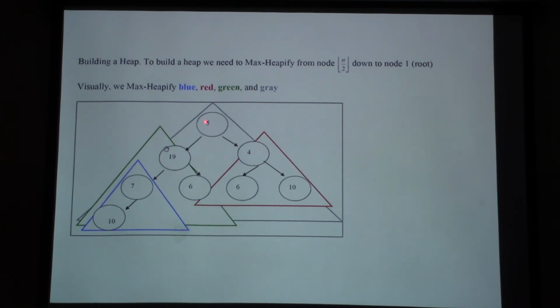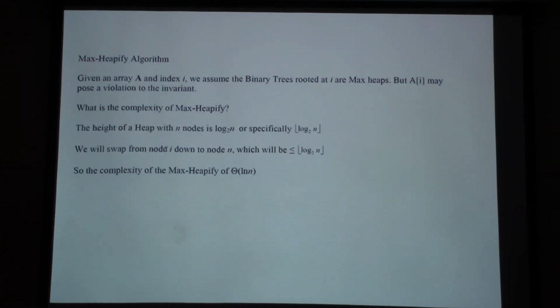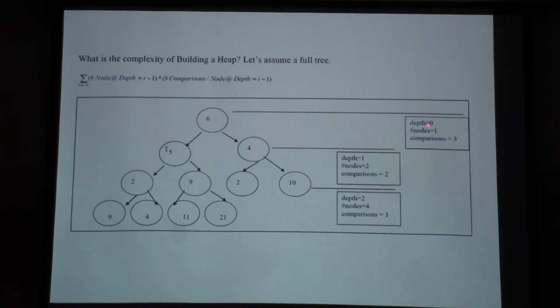When we get to this point, remember, this is going to be a subheap, this is going to be a subheap, but this could be a violation and might have to travel all the way down to the bottom, which is going to be 3. That's what I'm trying to show you here: the depth is 0, the number of nodes is 1, and 3 comparisons, 1, 2, 3. By the time we are building the heap and we get to the root, which is the last one to go, it might need 3 comparisons.